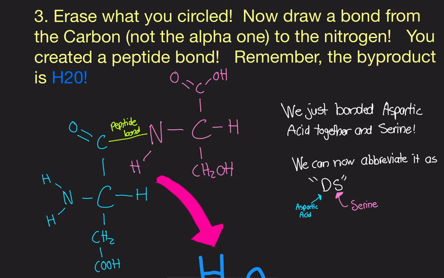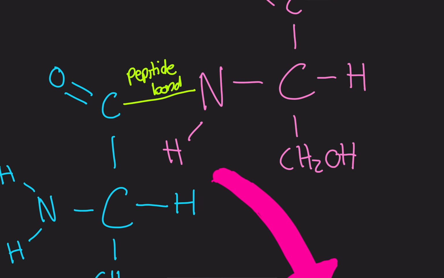You're going to make a bond from the carbon of the carboxyl group to the nitrogen of the amino group of the second amino acid. Nothing to do with the alpha carbon. You're not drawing a line from the alpha carbon. You're drawing a line from the carbon from the carboxyl group to the amino group.